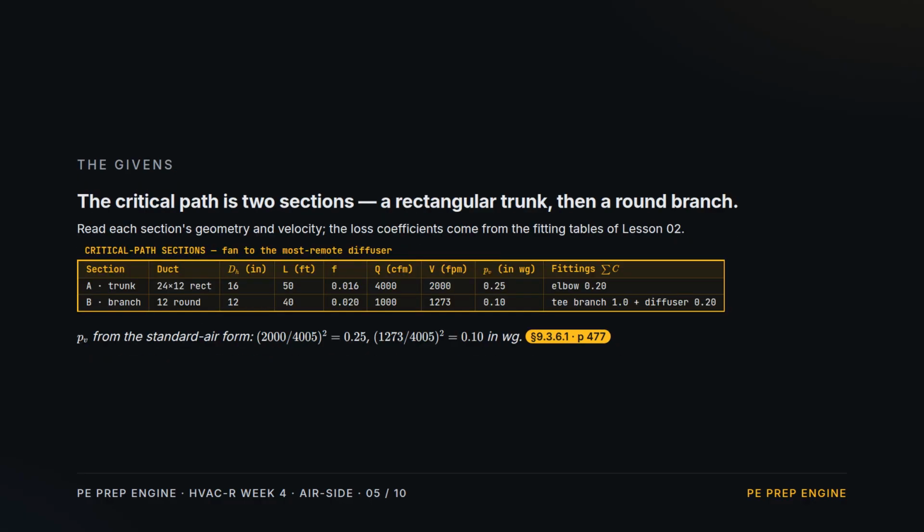The givens. The critical path is two sections, a rectangular trunk carrying the full flow, then a round branch to the most remote diffuser. Read each section's hydraulic diameter, length, friction factor, and velocity. The fitting coefficients come from the loss coefficient tables.